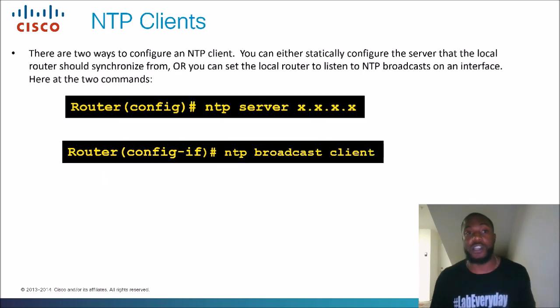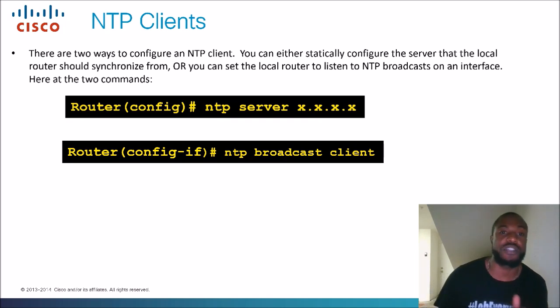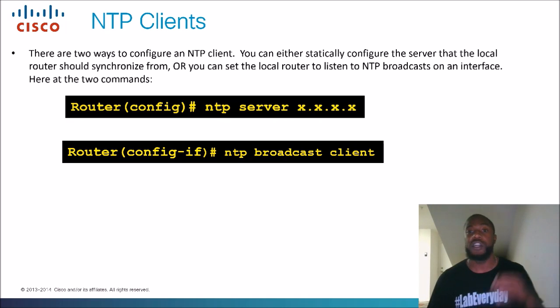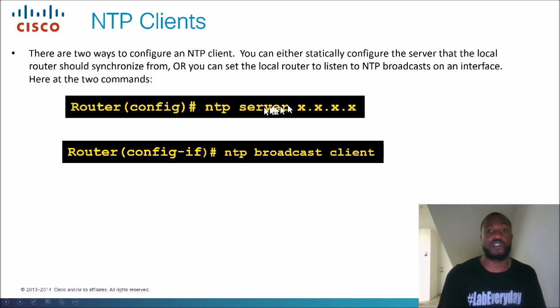So clients, there are 2 ways to configure a client. You can either statically configure the server that the local router should synchronize from, or you can set the local router to listen to NTP broadcasts on an interface. These are the ways to do it. You set a server. I believe this is the way we're going to do it. You could do it this way as well, NTP broadcast and then client. This is the way we're going to do it. Notice that this is a way to set him as a client.